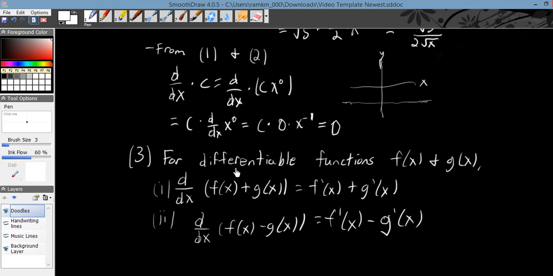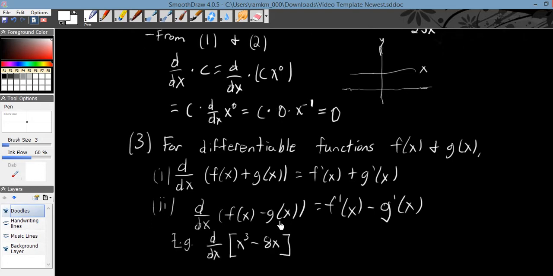This next property says that for differentiable functions f of x and g of x, the derivative of a sum f of x plus g of x is really the sum of the derivatives. And the derivative of the difference f of x minus g of x can be evaluated as the difference of the derivatives of f of x and g of x.